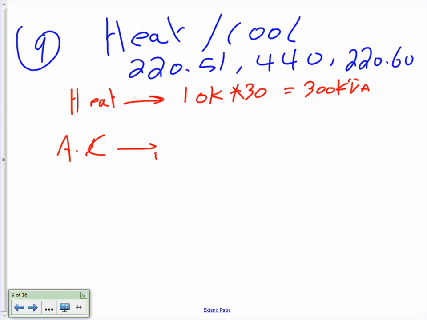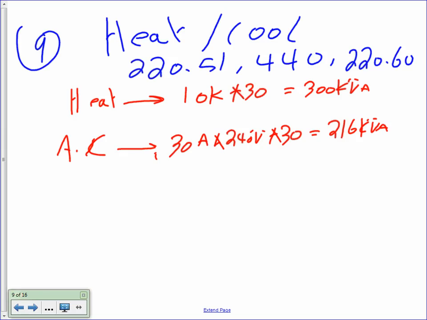So for the heat cool, guys, here's the article that you can use. You do the calculation at 100% for both of them and choose the largest load between the heat and the cool. 220.51, 220.60, all these will tell you to do the calculation at 100% and then pick the largest of the two. Okay, let's do the cool. What was the AC unit? I have the AC unit 30 amps each, multiplied by 240 volts, multiplied by 30, because there are 30 of them. I came up with 216 kVA, right?